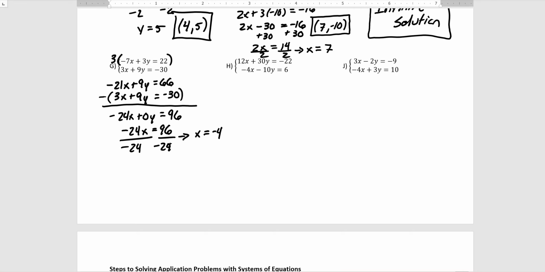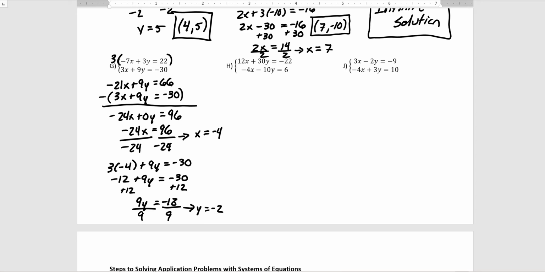Now that I know that, I can plug it back into either equation. So I'm going to say 3 times negative 4 plus 9y equals negative 30. That is negative 12 plus 9y equals negative 30. I can add 12 to both. Negative 30 plus 12 is going to become negative 18. And when I divide by 9, negative 18 divided by 9 is negative 2. So my solution for this one would be the coordinate point negative 4, negative 2. I would have one solution here. Negative 4, negative 2 would be where these lines intersect.